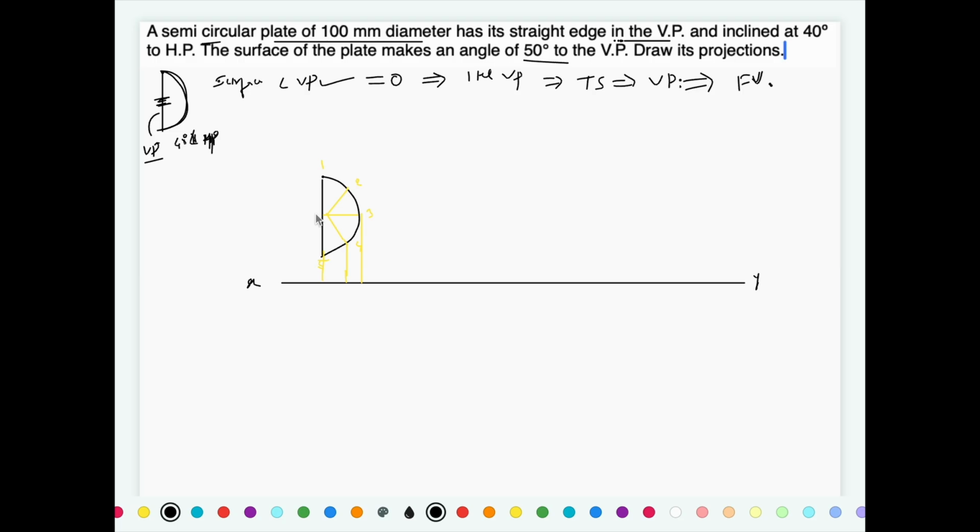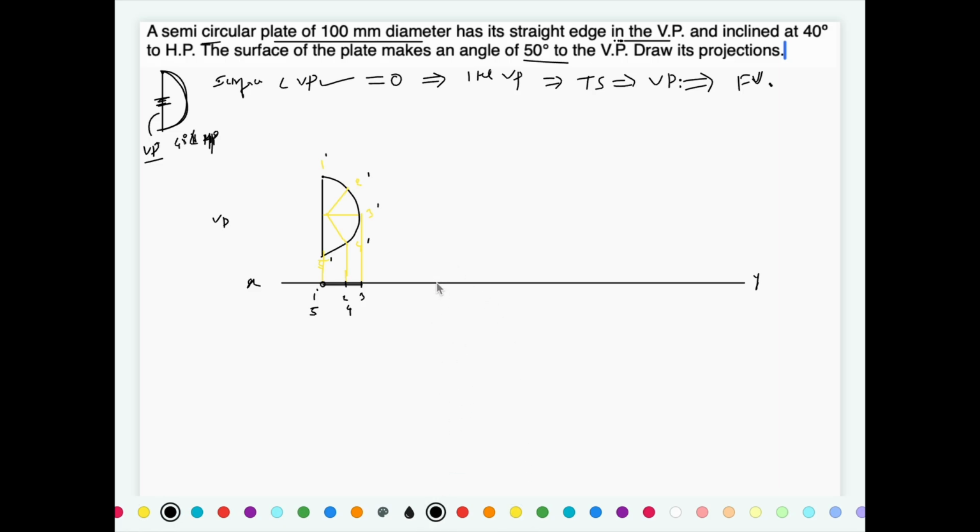The straight edge, this edge 1,5, is in VP, so its top view is going to appear on the XY line. We have reduced that inclination to 0, we have made it completely rest in VP, so the complete top view is going to be located on the XY line itself. So this is 1 dash, 2 dash, 3 dash, 4 dash, 5 dash. So 1, 2, 3, 4 and 5.